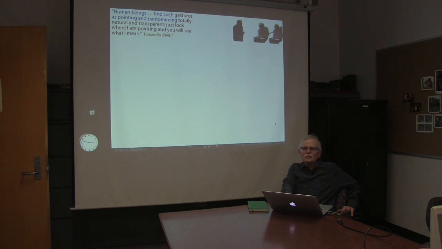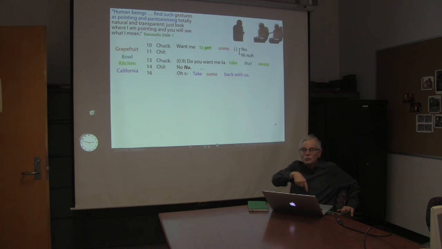Chuck looks where Chill's pointing and he's unable to find out what's being pointed at or what you mean. And look at the different interpretations. He sometimes interprets the first point, which is right down to the bowl, only an inch from him, as being about the bowl, you want me to take it away, or as being about the grapefruit, you want me to get you some more. He can't figure out, even though it's that close, what Chill's pointing at.